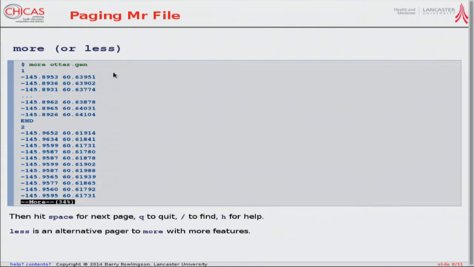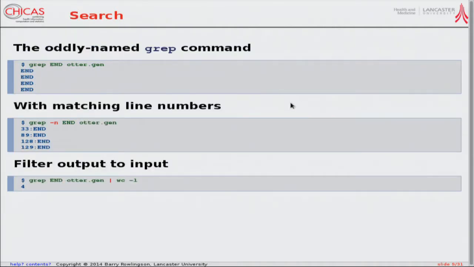Okay, so now I can see a bit more of the structure of the file. It appears to be a number, some coordinates, an END, a number, some coordinates, and so forth. So what are those ENDs doing in there? How many of them are there? What are they all about? There's the grep command, which in any sensible language will be called find or search or something, but this is Unix.